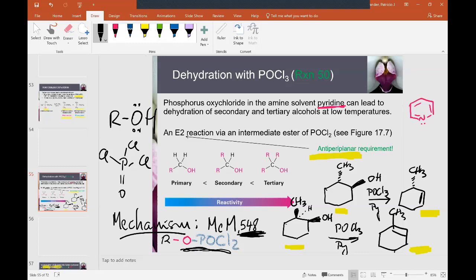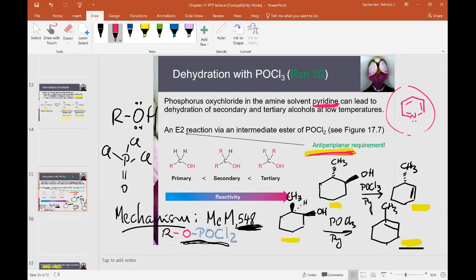And so the alcohol will be attached to the OPOCl2. So there is one chlorine that goes away. And later on, the next part of the mechanism is an E2-type elimination that will require an antiperiplanar relationship between the OPOCl2 and the hydrogen atom that will be abstracted by the base. Who is the base? In this case, the base is pyridine.